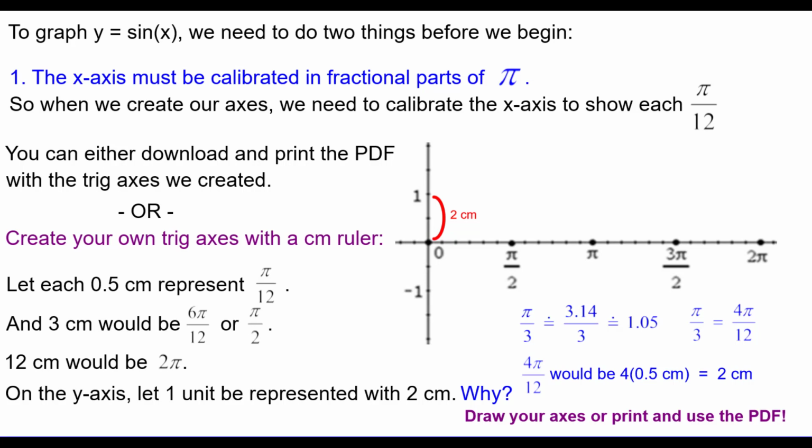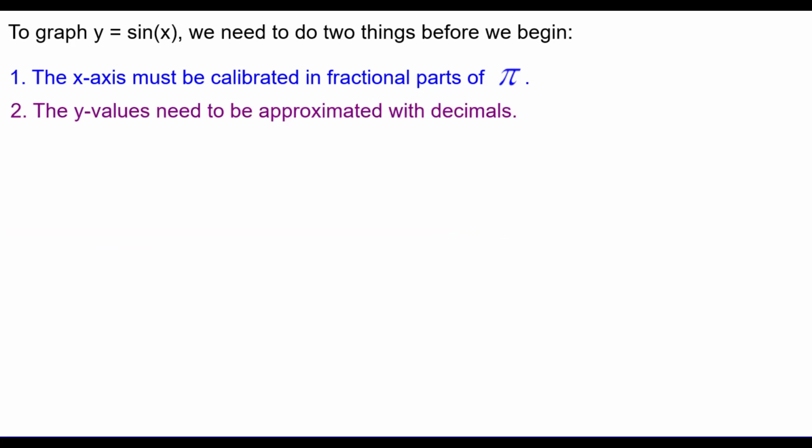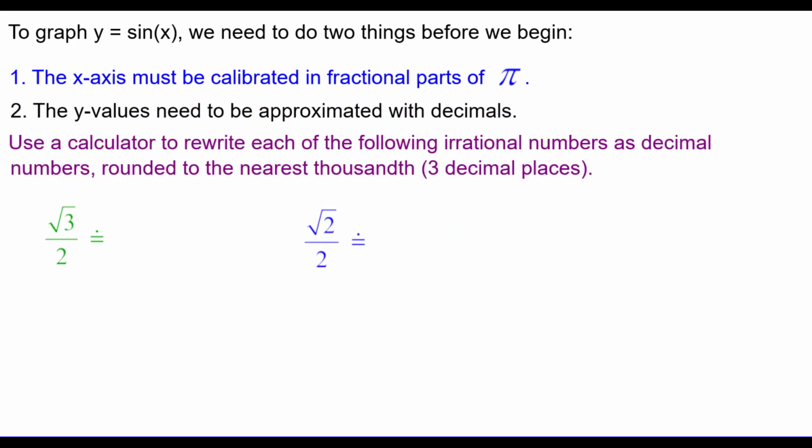Draw your axes or print them and use the PDF. Press pause, resume when you're ready. The y values need to be approximated with decimals. So right now, use your calculator to rewrite each of these irrational numbers as decimal numbers rounded to the nearest thousandth, or showing 3 decimal places. Press pause, resume when you're finished.